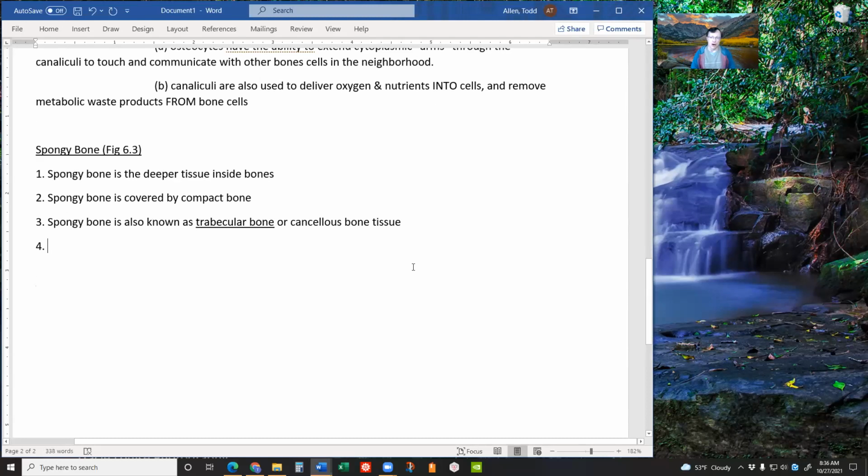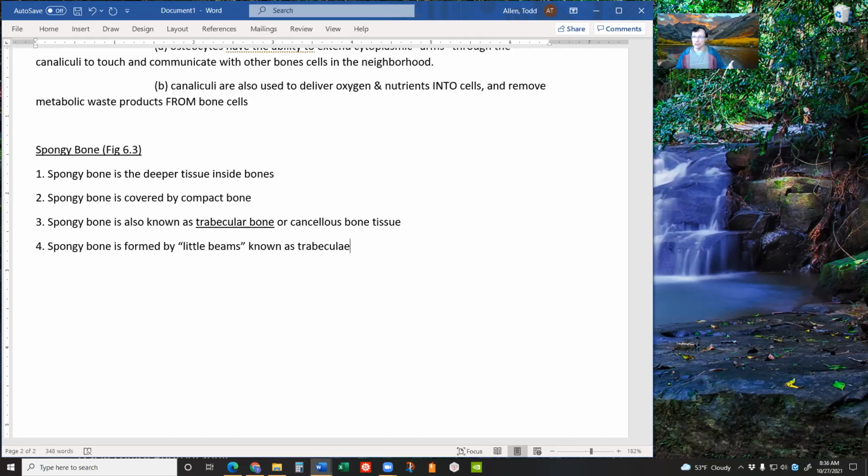That is probably the most common feature that we would typically consider when we look under the microscope, that you can see the trabeculae. Spongy bone is formed by quote unquote little beams known as trabeculae. Okay, in fact, the word trabecula means little beam. Trabecula means little beam, and you can see that there in the pictures.